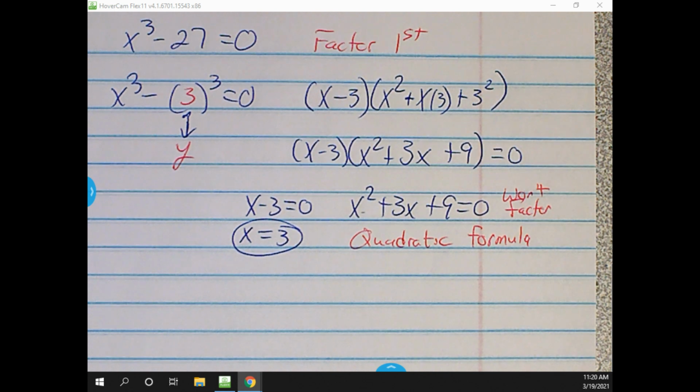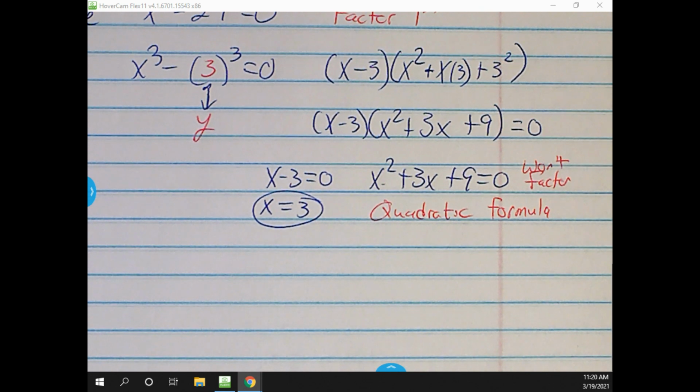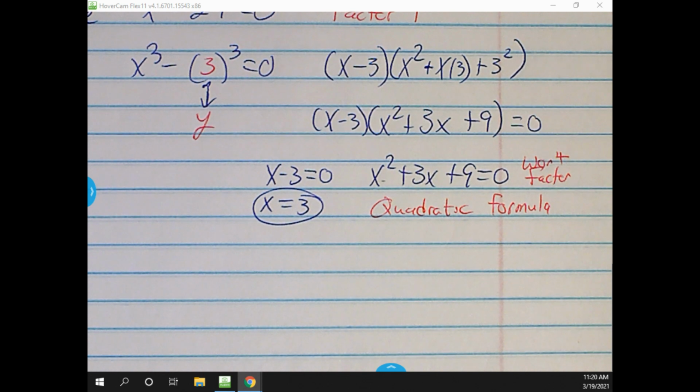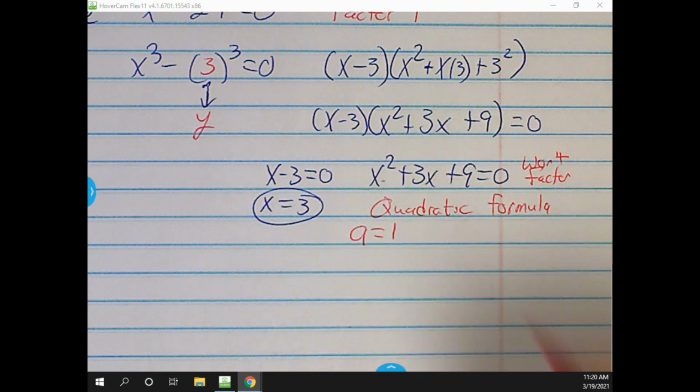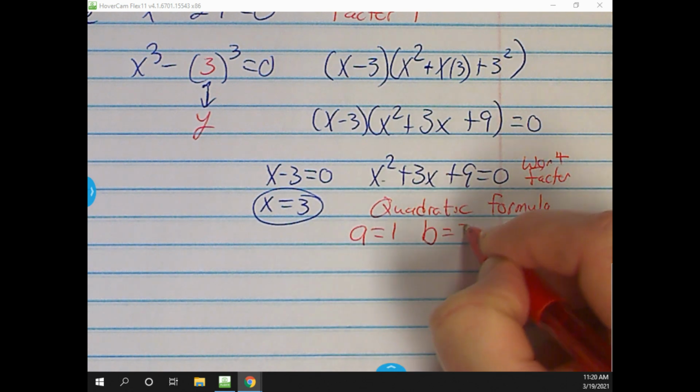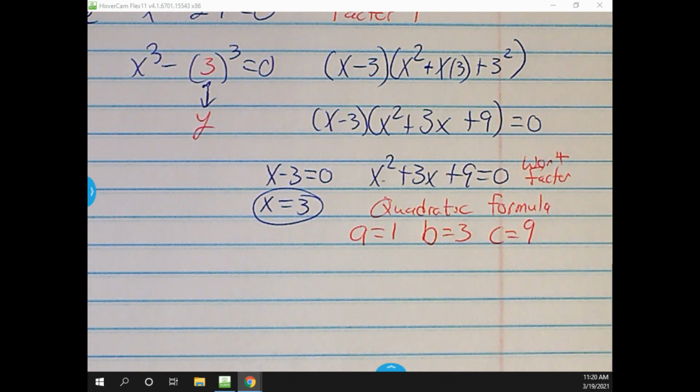So we have to go back and use quadratic formula. So that's always your fail-safe. If factoring doesn't work, if square root property doesn't work, if all those things don't work, then the one thing that will work will be the quadratic formula. So for that one, the a would be 1, the b would be 3, and then the c would be 9.